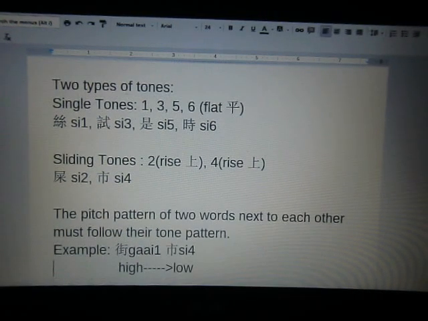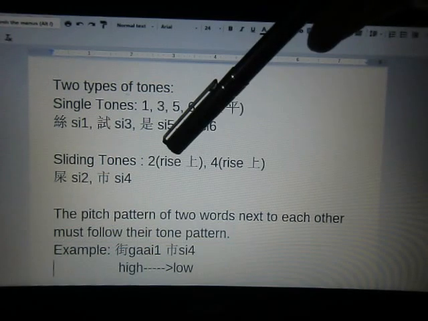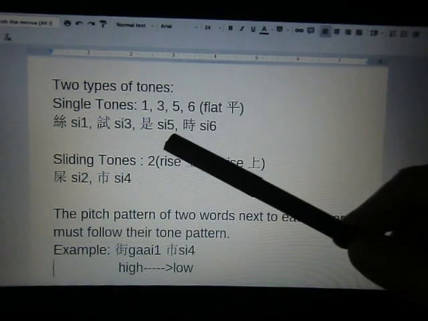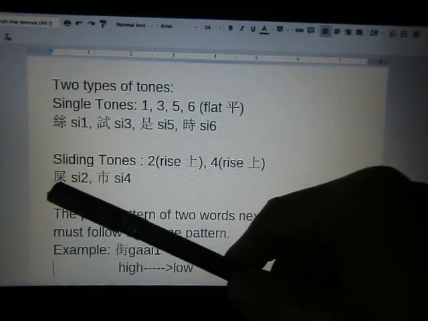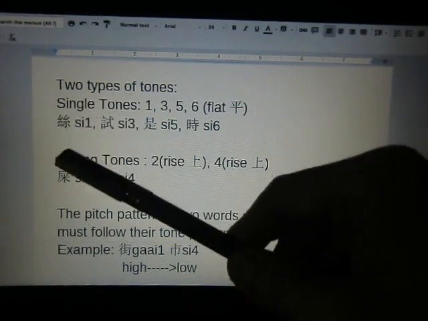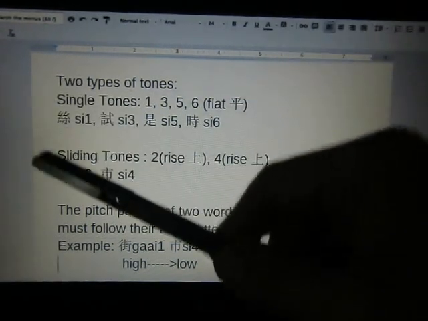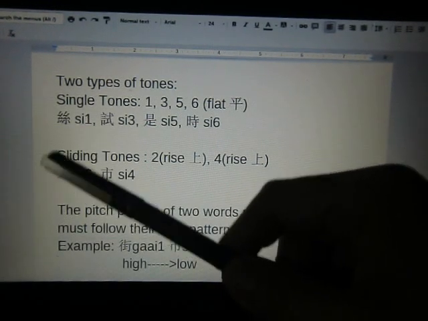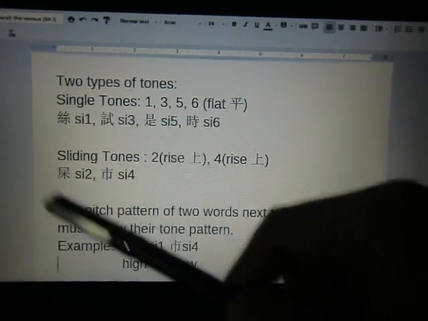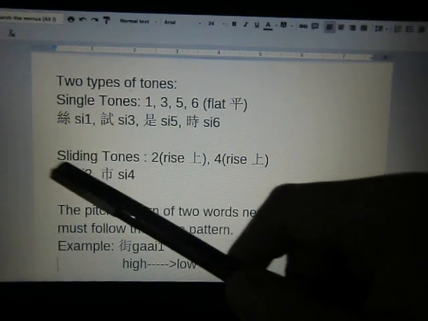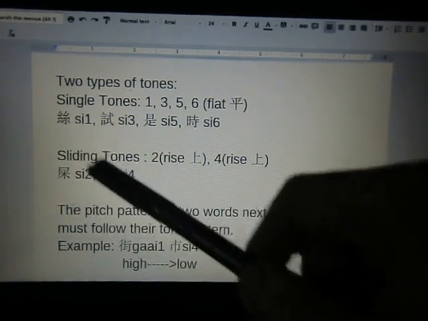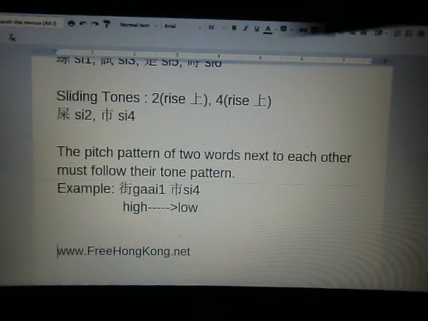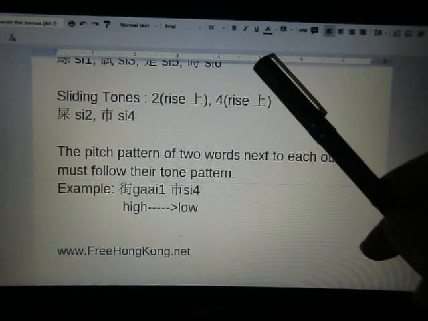And the second type of tone is what I would call the rising tone. So what is a rising tone? You start with a lower pitch and then towards the end, you raise the pitch. This is what I would call the rising pitch, and sometimes I call it a sliding tone. So there is the flat tone and there is the rising tone.